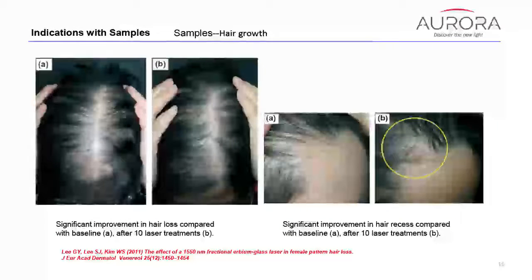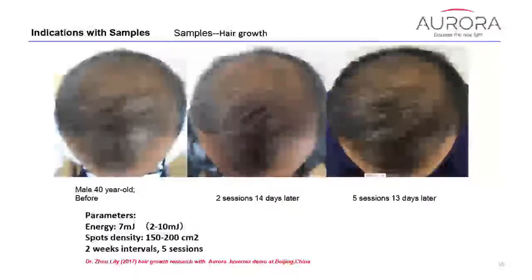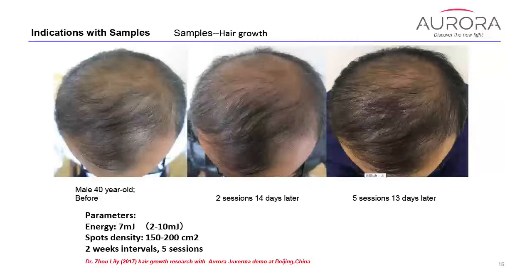And this one is for the hair growth. You can see the results very obviously after the 10 treatments. This one is what Wyndham did with our Renova for the hair growth, with the parameters at 7 mJ, spatial density at 150 to 200 square centimeters, with 2 weeks intervals and 5 sessions. From these photos, you can see the result at 13 days after the 5th session.